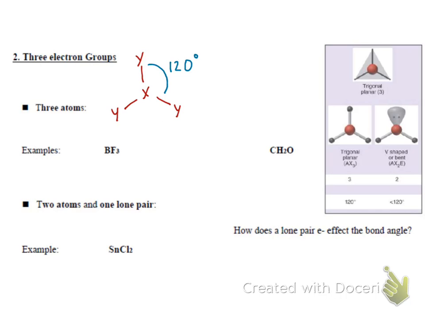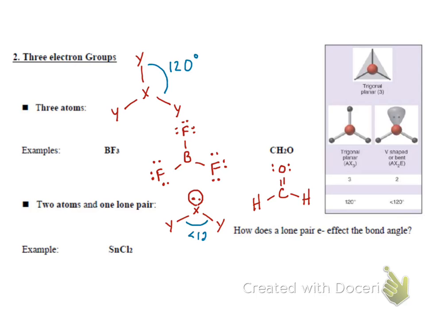Examples of this are BF3. Boron is a good example of trigonal planar because it has no lone pairs on the boron, and it's flat, 120 degree angles. And then the other one is CH2O, where carbon has a double bond to oxygen and 2 single bonds to hydrogen. Again, it doesn't matter what kind of bonds. The central atom carbon has 3 bonds, and that's all that matters to make a geometry of 120, which is trigonal planar.